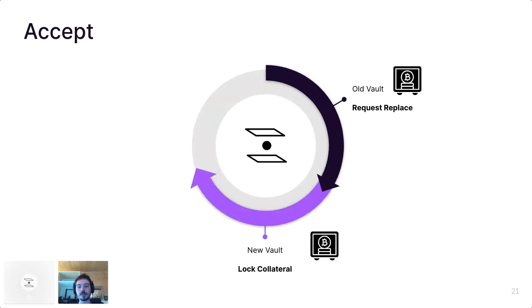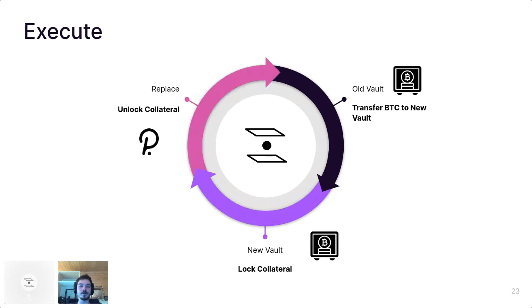So the new vault will just lock the required amount of collateral. The old vault will then transfer the BTC to the new vault. So now the BTC is secured with the new vault's collateral, and then the old vault gets its collateral back and gets it unlocked. As you can see, there are parallels to issuing and redeeming, that it is somewhat similar to a vault issuing with another vault, and at the same time redeeming its Bitcoin, and it's done atomically.